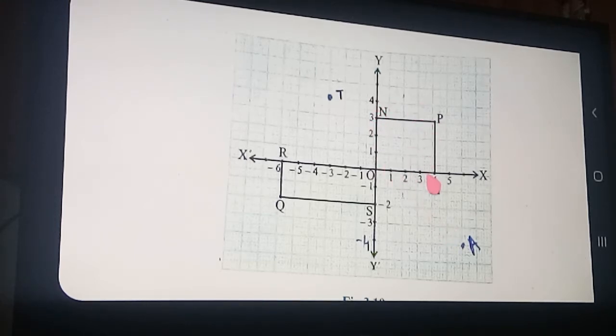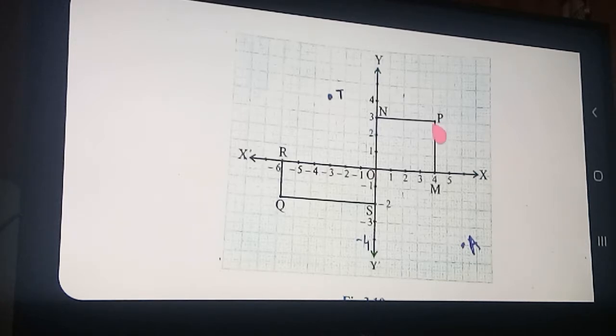From the point P we drew a perpendicular to the x-axis. Now where is it meeting? At this point M. What is the number corresponding to that point? 4. Therefore this point's x coordinate is 4. And from this point we drew a perpendicular to the y-axis. Now this point's y coordinate, what will come? 3.